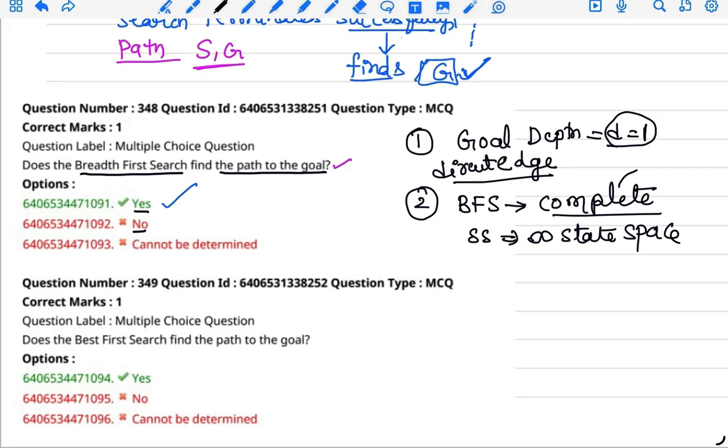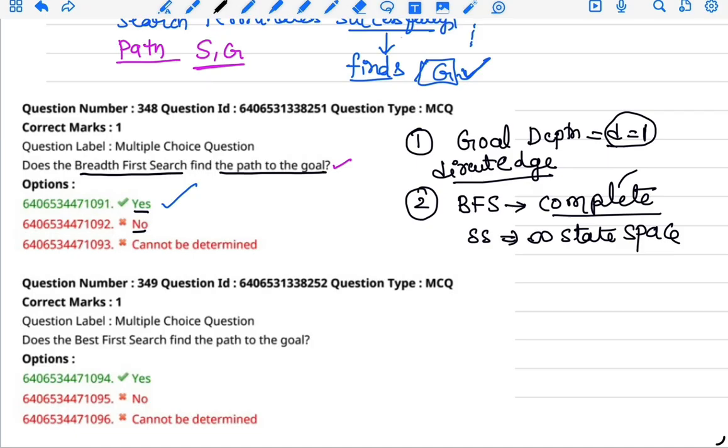Complete means it finally reaches the goal node. It finds the path, friends. This BFS is a complete algorithm with finite branching factors. Complete means it finally reaches the goal node. BFS finds the path from the starting node to the goal node, and finite branching factors are important, friends, because it explores level by level.